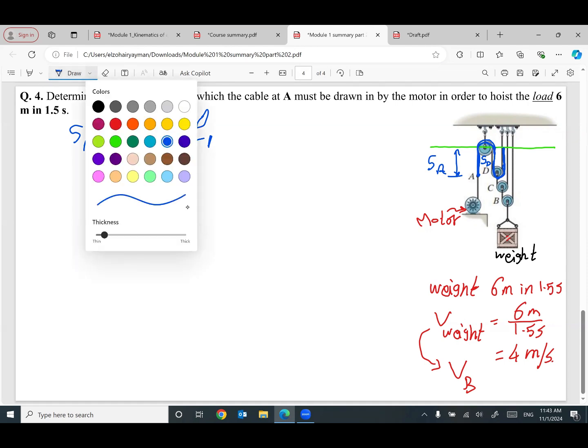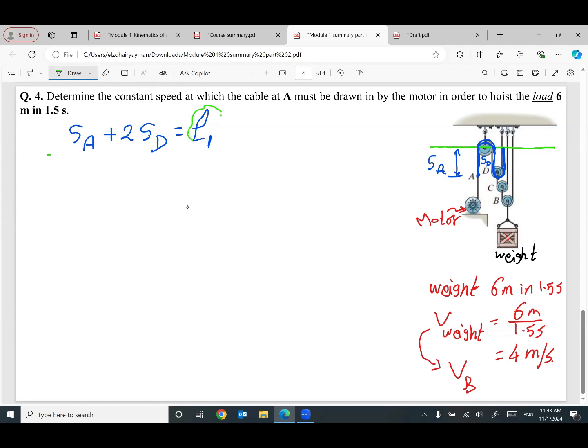Keep in your mind, this length of the blue cable is constant. No change. The length of the blue cable is constant. It will not be extended or shortened. But the position of point D and the position of point A will be variable. So if you differentiate this equation, it will tell you velocity at A plus 2 velocity at D will equal 0. And this is equation number 1.